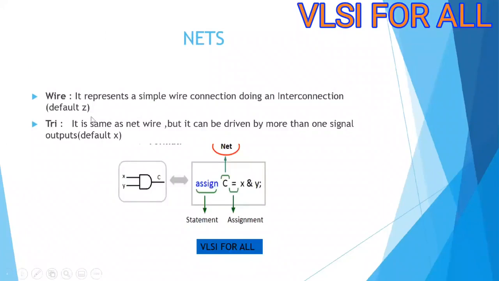And that's what I was saying. It represents a simple wire connection, an interconnection, with default Z. The other one is the same as net wire, but it can be driven by more than one signal. Its default value is X. So these are the different kinds of wire or net we have.